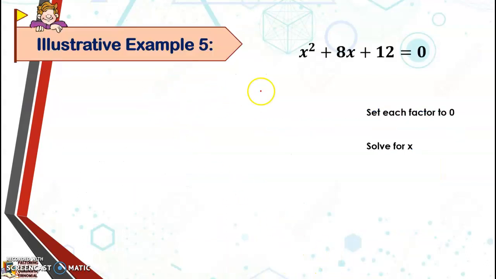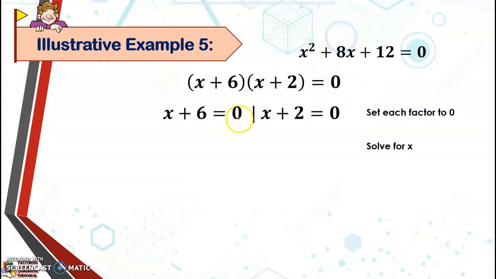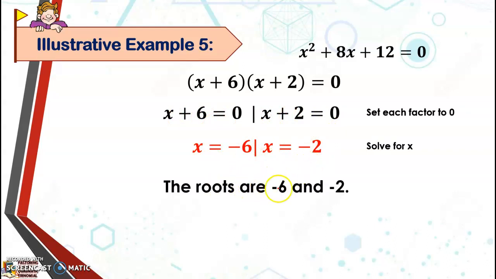After that, we set each factor to 0, no? And then we solve for x. This becomes negative, x equal to negative 6, and this one becomes negative also, x equal to negative 2. So the roots are negative 6 and negative 2.